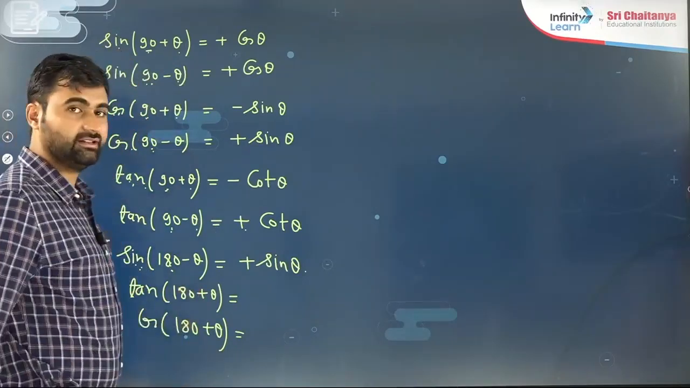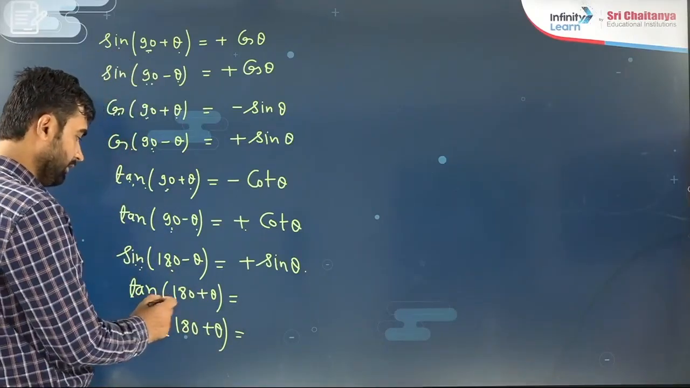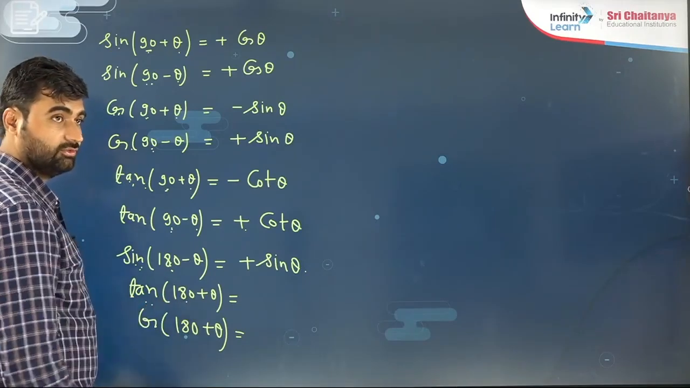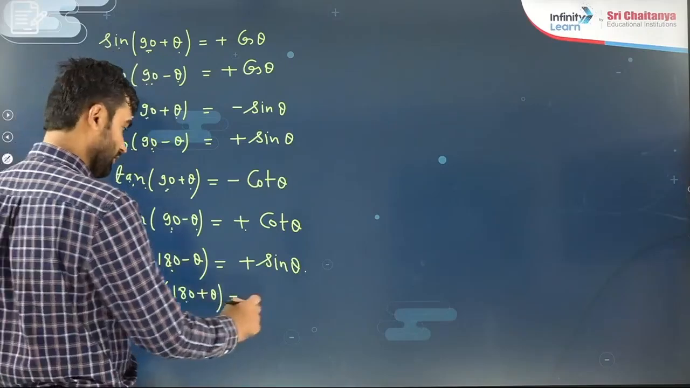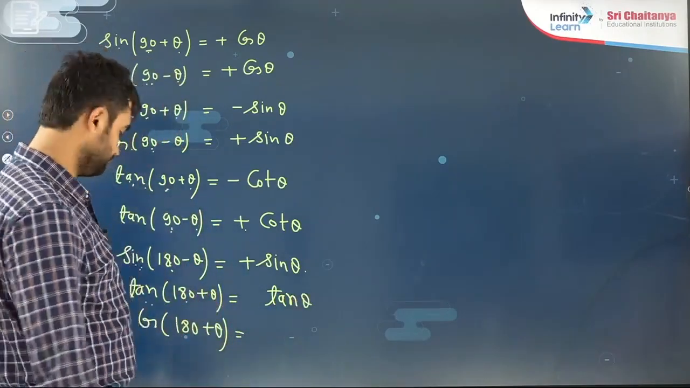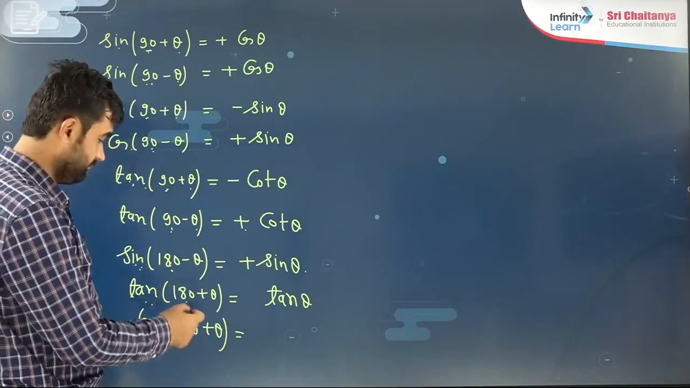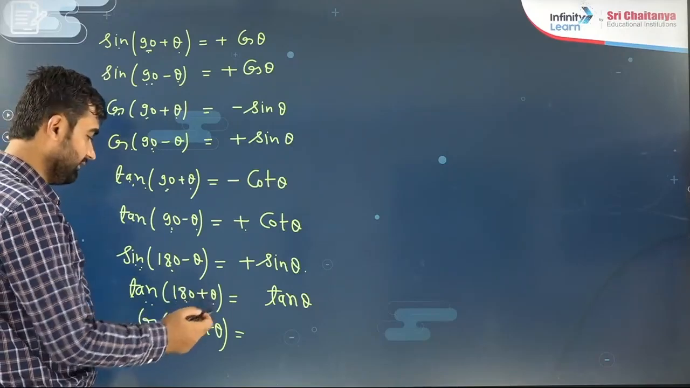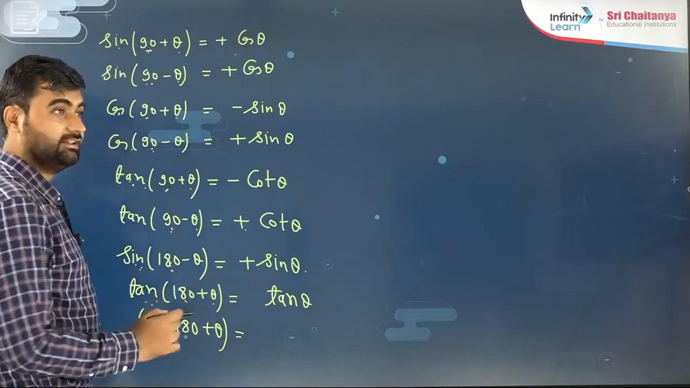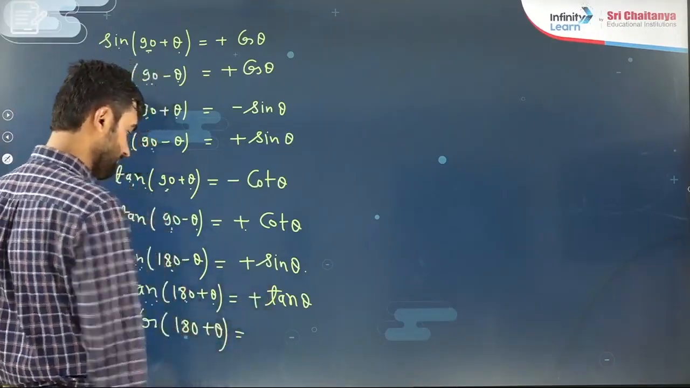Now tan 180 plus theta. So again, which line here? Horizontal line. Horizontal line means no change. Tan will remain tan only. Now check positive or negative. It is positive. Why? Because 180 plus theta means third quadrant, and in the third quadrant tan theta and cot theta are positive, others are negative. So it is positive.